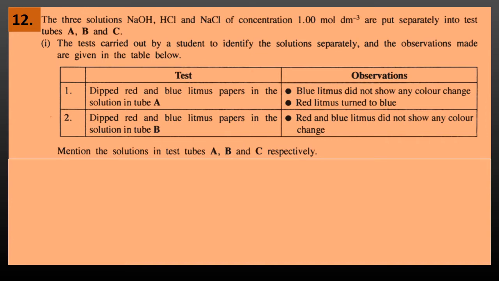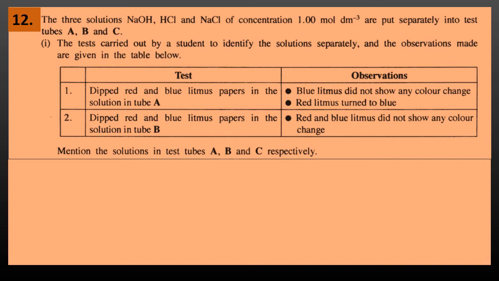Now answer question number 12. The three solutions, sodium hydroxide, hydrochloric acid and sodium chloride of concentration 1 mole per cubic decimeter, are put separately into test tubes A, B and C. Part 1. The tests carried out by a student to identify the solutions separately and the observations made are given in the table. Test 1.